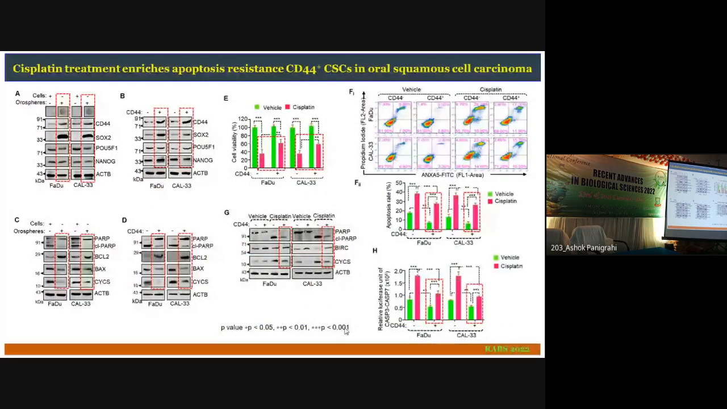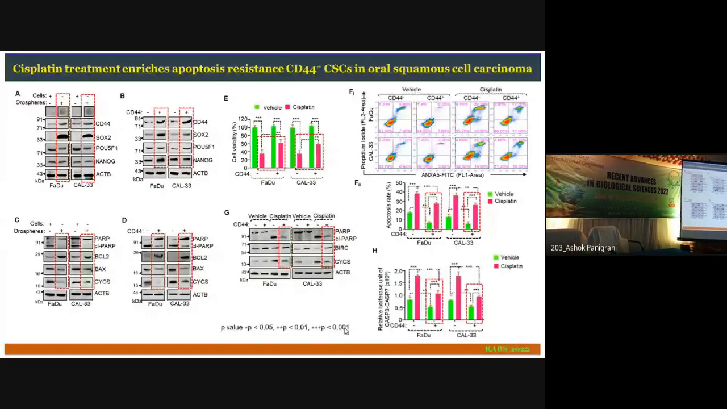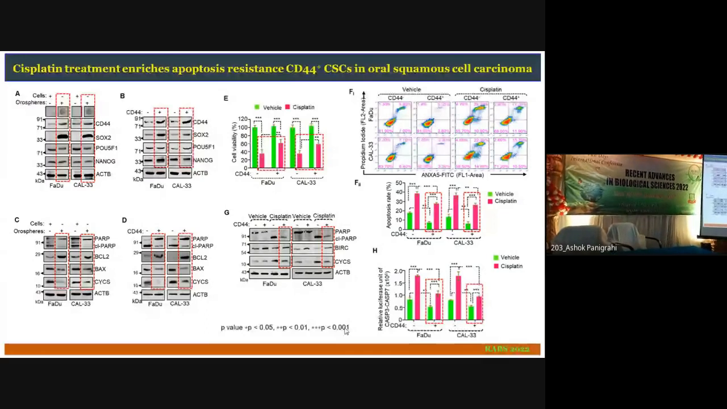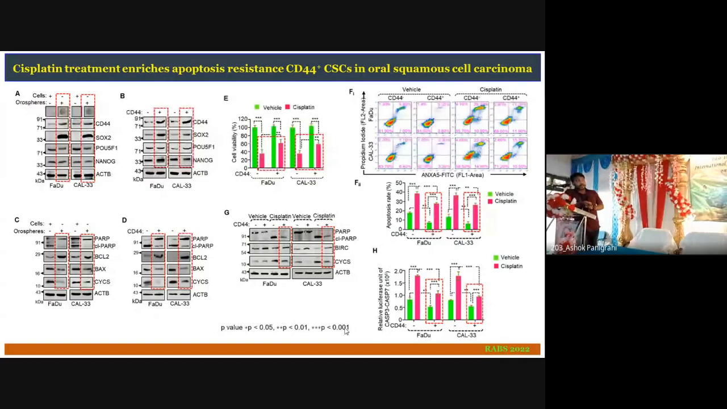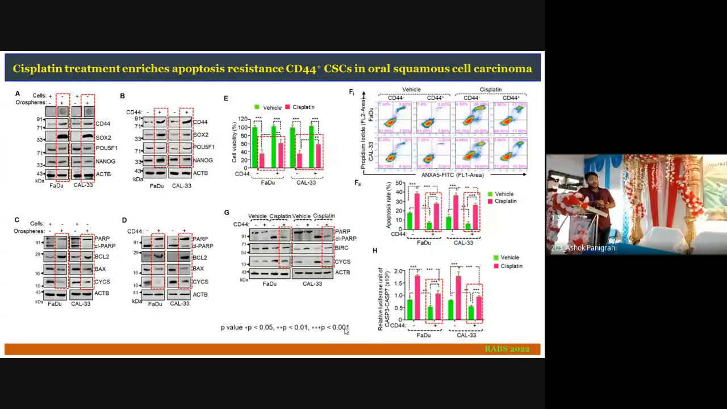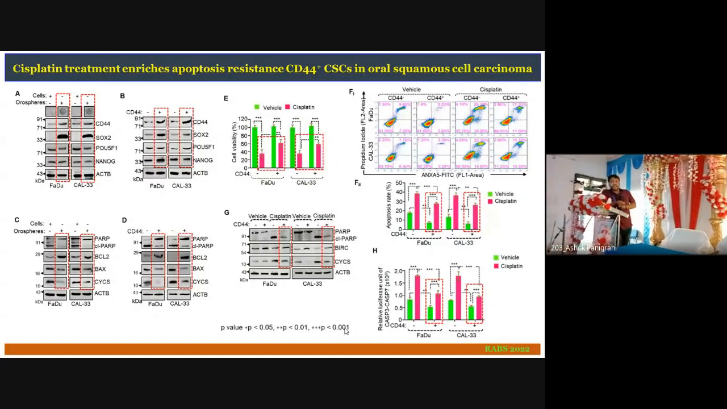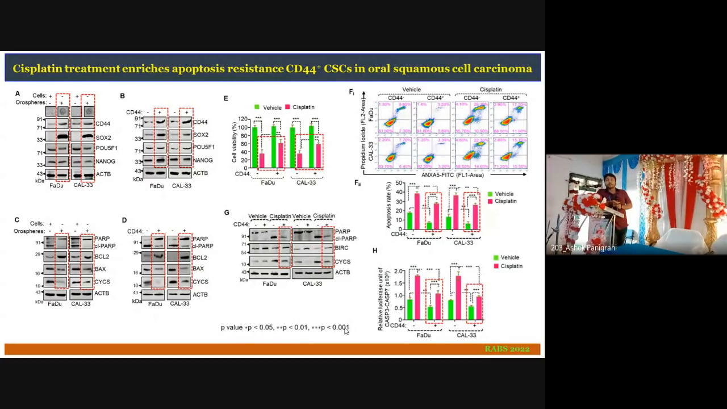to separate cancer stem cells from non-stem cancer cells. What we have found is that in cancer stem cells, the stemness markers are significantly high along with low expression of apoptosis markers, suggesting that these cancer cells are apoptosis resistant. Now we expose these cells to cisplatin and find the apoptosis rate is significantly low in CD44 positive cells compared to their CD44 minus counterpart, suggesting that cisplatin treatment induces apoptosis resistant CD44 positive cancer cells in oral cancer cells.